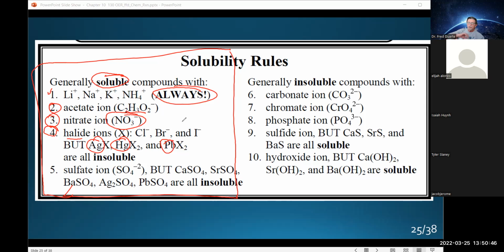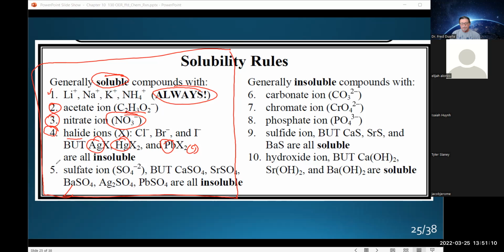So any copper halide, any sodium halide, any metal halide other than those three heavy metals, silver, mercury, and lead, are soluble. Except those three, which are classified as insoluble, and therefore we will put the S, okay?